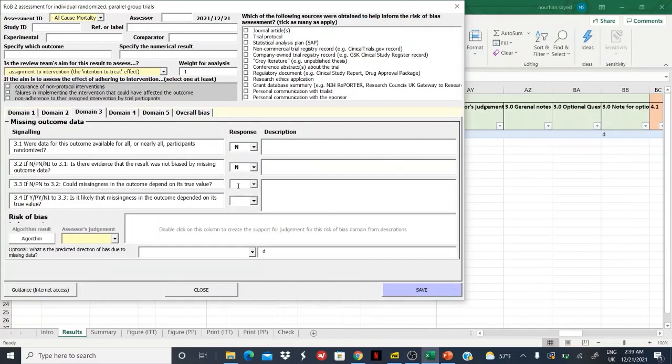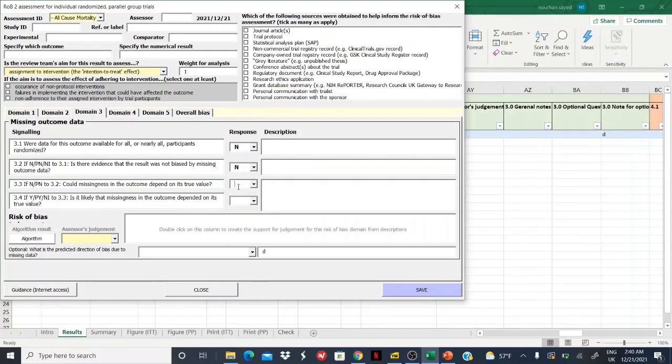And the next question we'd have to answer is, could the missingness in outcome depend on its true value? And this is where you'd have to exercise your judgment, right? If the missingness on the outcome was, for example, because let's say you're measuring blood pressure and their blood pressure devices malfunctioned, in that case it would be fairly reasonable to assume that the missingness in outcome did not depend on the true value. It's just a case of a missing device or a malfunctioning device, right?